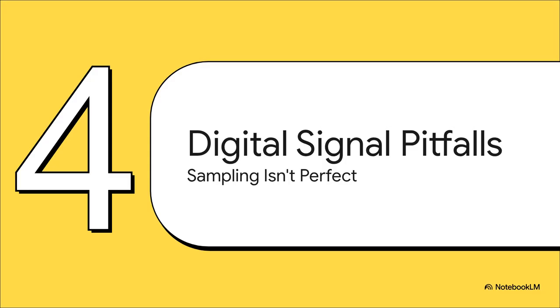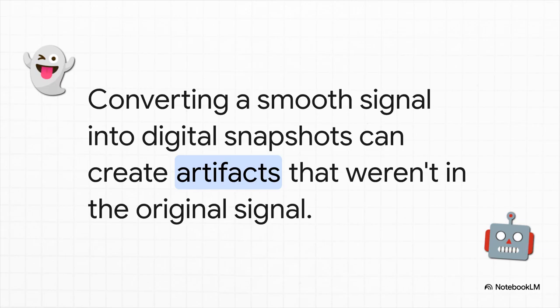There's a catch. The whole process of taking a smooth, continuous analog wave and chopping it up into a series of digital numbers, well, that act of sampling brings its own set of problems. There are two big pitfalls we have to be super careful about. Yeah, when we take that beautiful, smooth wave and turn it into a bunch of separate digital snapshots, we can accidentally create ghosts in the machine.